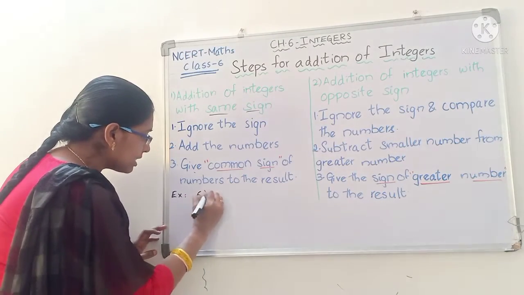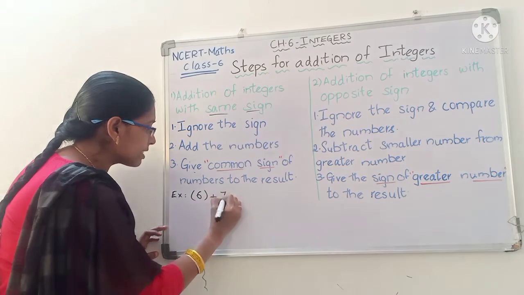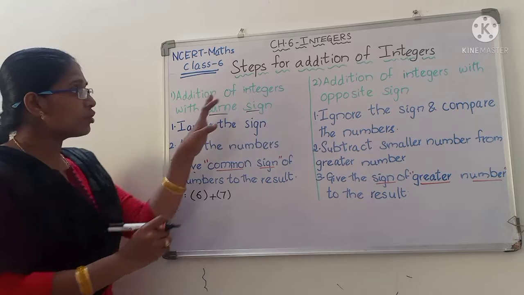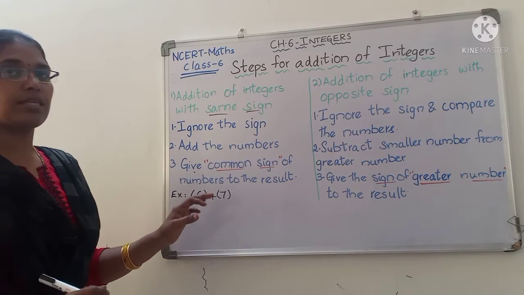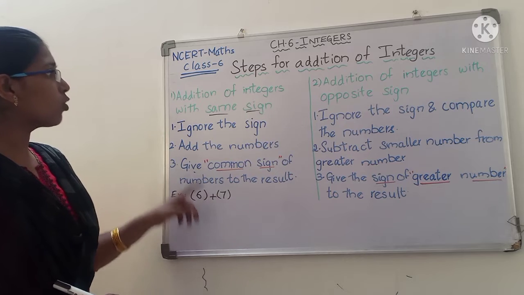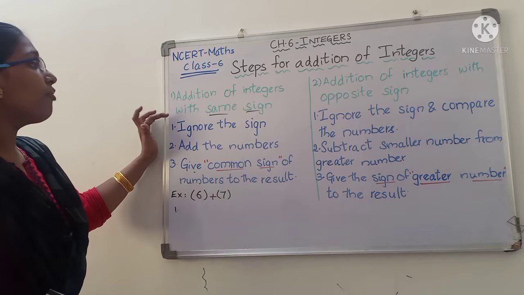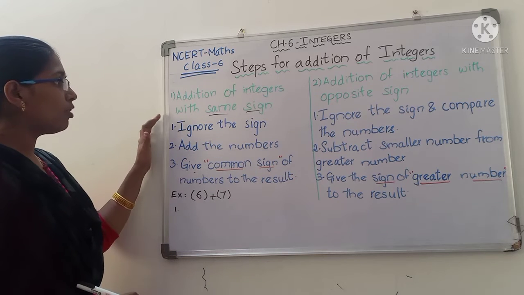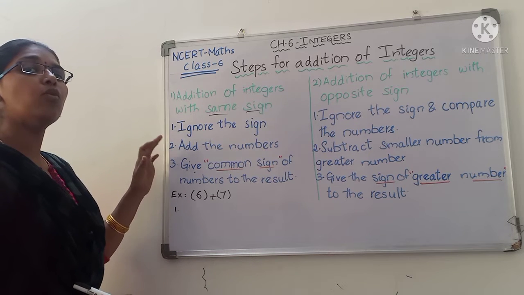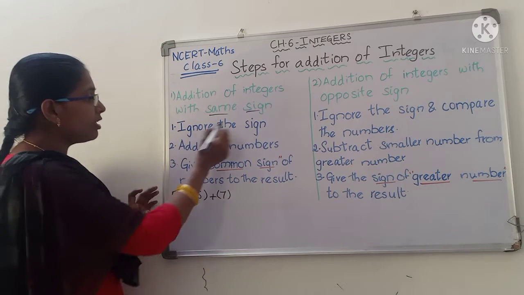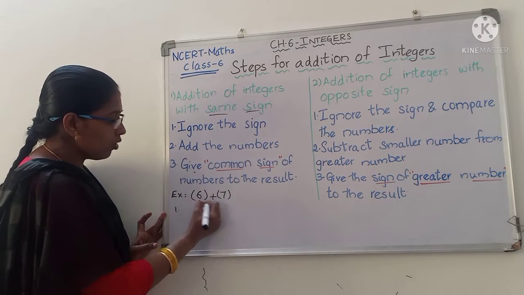Suppose you are adding 6 plus 7. First step is ignore the sign. First, you should check the given numbers. Both the numbers are positive. So, you are doing a problem of case number 1. Both numbers are positive numbers. If both numbers are positive, that is both numbers have the same sign, then that is case 1. First, ignore the sign.